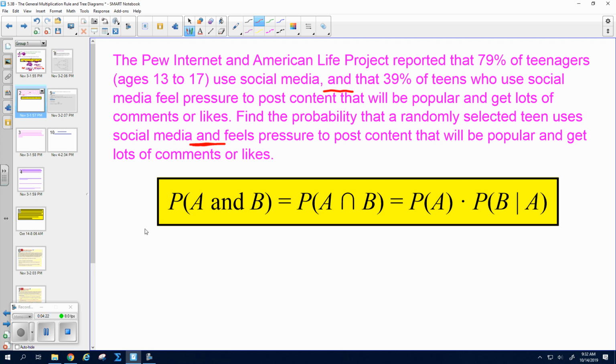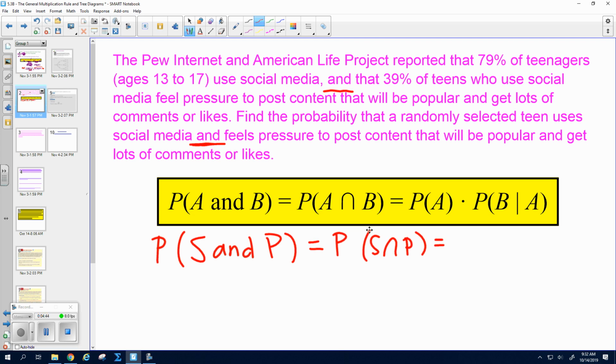So let's set this up, and I want you to write this down. So we have the probability that they use social media. So I'm going to do an S. And they feel pressure to get a lot of comments. So I'm going to do S and P, social media and pressure. So that's equal to the probability of S and P, just so you know that that symbol means and. And that's equal to the probability that they use social media times the probability that they feel pressure given that they use social media.